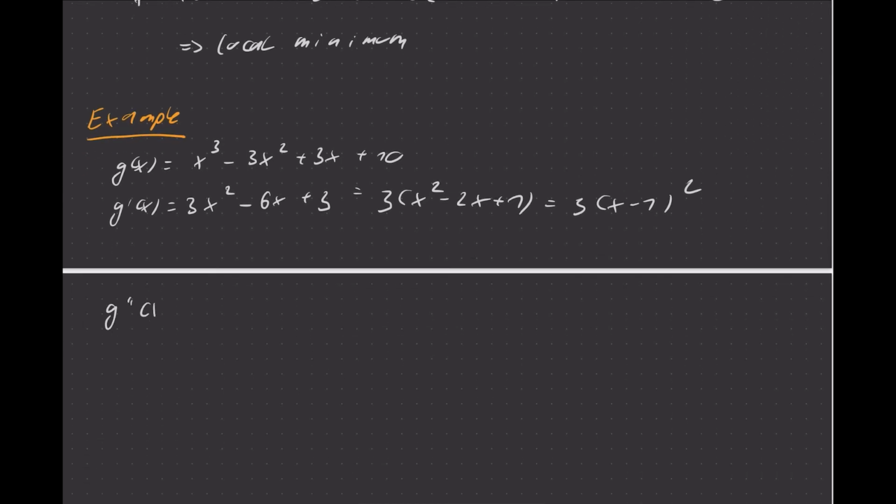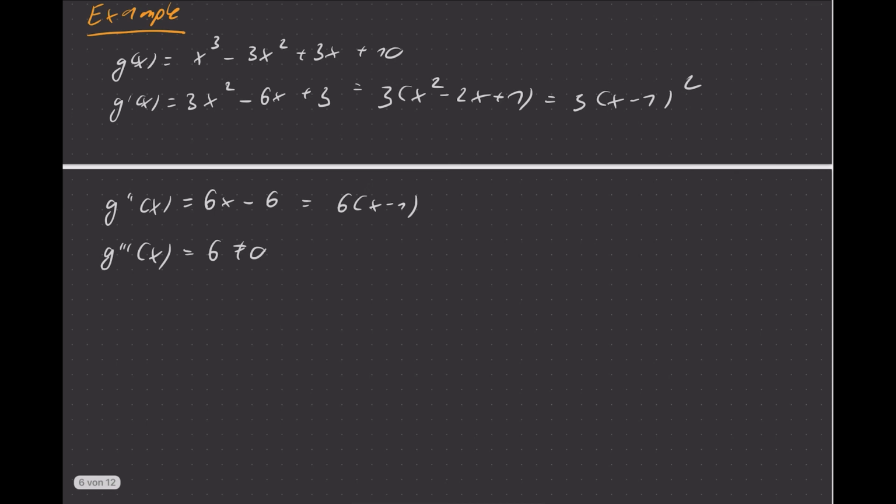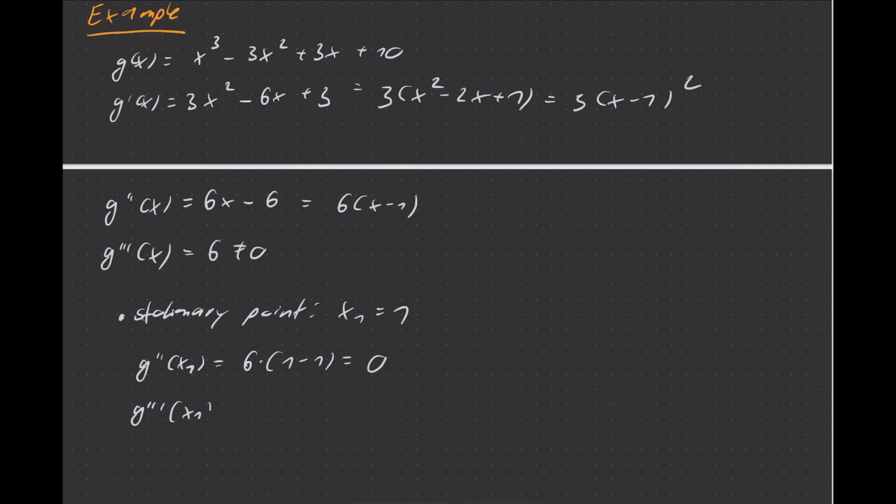And let's also compute g double prime. g double prime is then 6x minus 6, or 6 times x minus 1. And g triple prime is 6. So that's non-zero. And the only stationary point is 1. We already said that. Stationary point x1 equals 1. And we also have g double prime of x1 equals 6 times 1 minus 1. So that is 0. But of course g triple prime of x1 is non-zero.